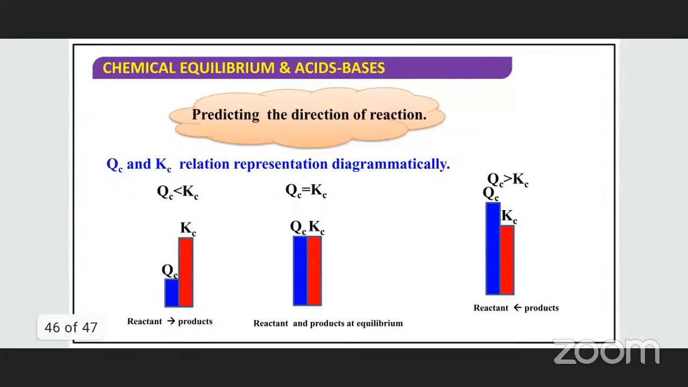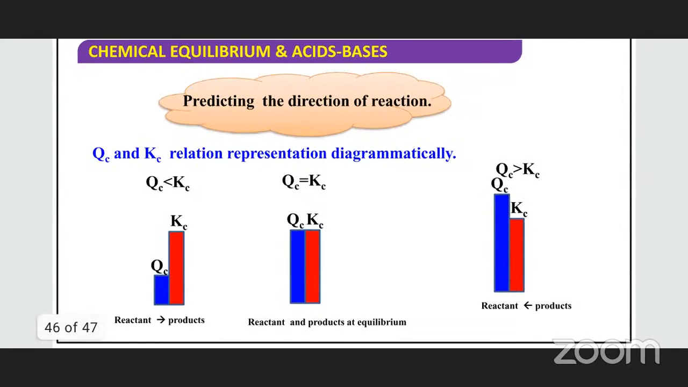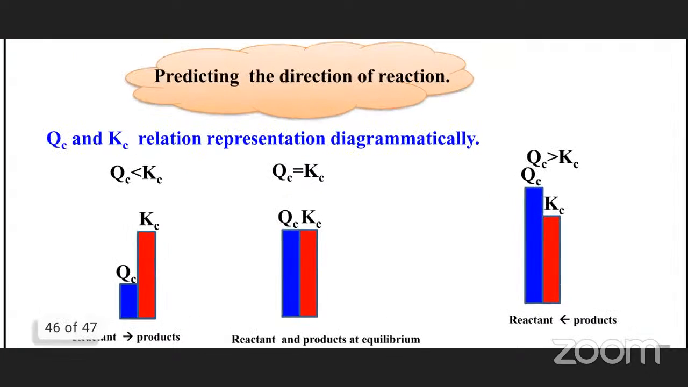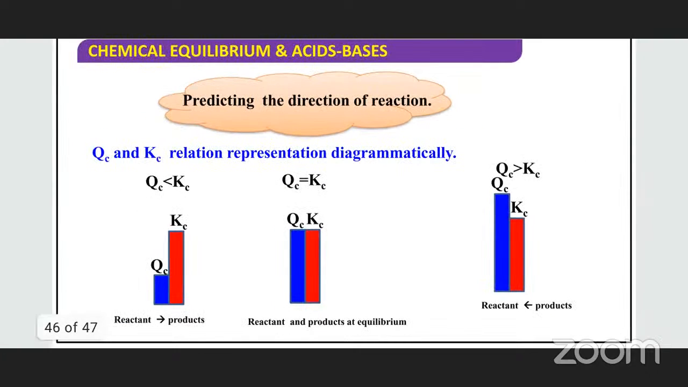Here, see the diagram representing the Qc and Kc relationship. When Qc is less than Kc, reactant gives rise to product. When Qc is equal to Kc, reactant and product are at equilibrium. When Qc is greater than Kc, product gives rise to reactant. Once again, Qc less than Kc: reactant gives rise to product. Qc equal to Kc: reactant and product are at equilibrium. Qc greater than Kc: product gives rise to reactant.